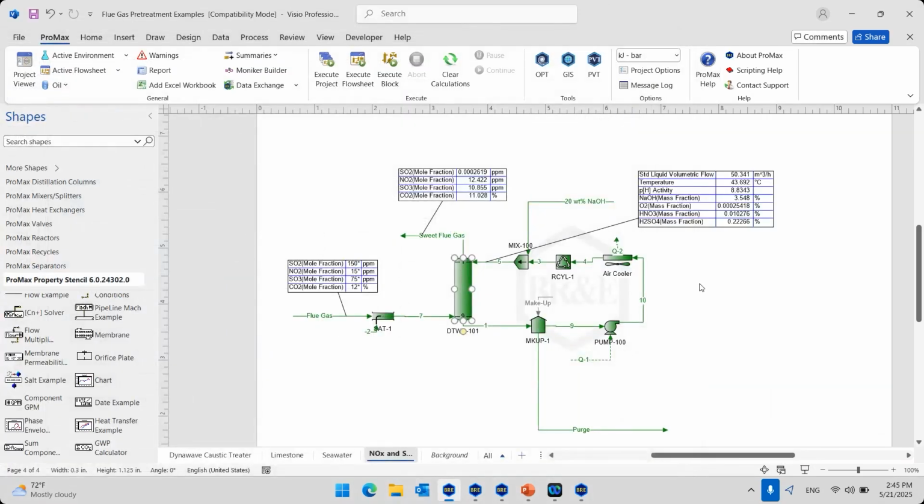And this will result in a model of how well the caustic solution in this case is going to be removing SO2, SO3, and NO2. And you can see that all of their concentrations go down. All right. So those are examples we have created for the flue gas pretreatment.